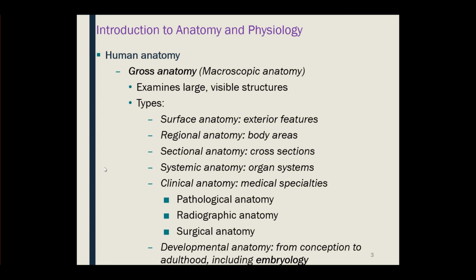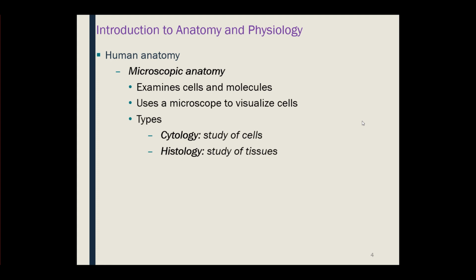Another type of anatomy that you could study, though we typically don't do it in this course too much, is developmental anatomy. What are the anatomical changes from conception, from the day the egg and the sperm unite, all the way to adulthood? And embryology would take those first 8 weeks of gestation in the uterus. Again, these are all types of gross anatomy or macroscopic anatomy. Macro meaning big, things that we can see with the naked eye.